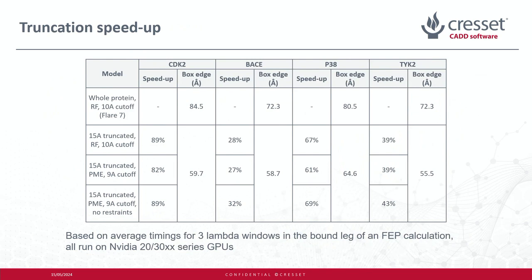So just to highlight the actual level of speed up we're getting with these, obviously none of these proteins are massive, but particularly for CDK2 and P38, we are getting a decent speed up in the simulations. These are the relative speed up for the bound leg of the FEP calculation, I should say. Obviously it's system dependent, so for smaller proteins like base and TIC2, you're not getting as much of a speed up. So there's going to be a system-by-system decision-making process depending on the size of the system, and maybe some benchmarking, whether you actually want to do this for your project.